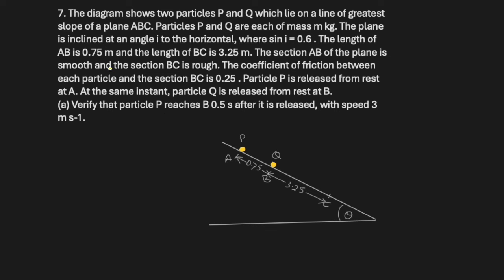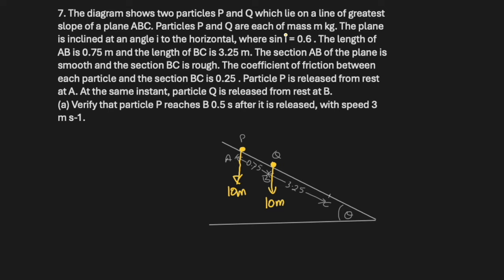Question number 7. The diagram shows two particles P and Q that lie on the line of greatest slope of a plane ABC. Particles P and Q each have mass m. That means this will have a weight of 10 times m, and this will also have a weight of 10 m.